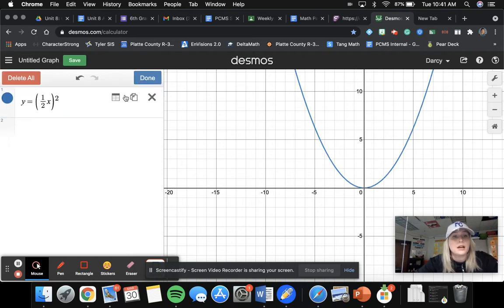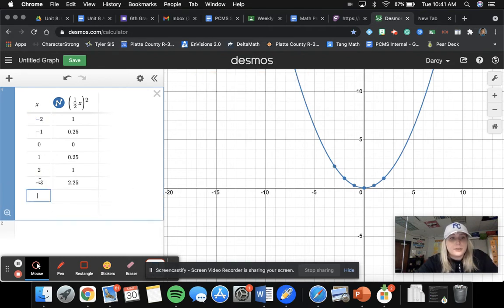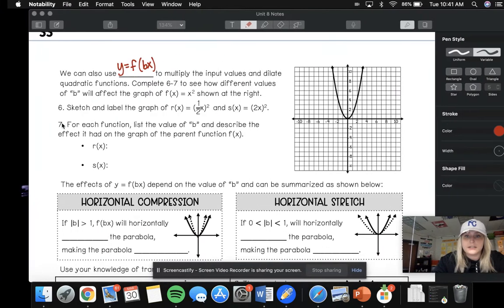Now I'm going to go to my table because I want to look at the points that I have. I kind of want to do a little bit more, so I'm going to try -3, that's the decimal, then -4, 4. I'll try -5 and -6. So I'm going to use -6, 9. I'm going to use -4, 4 and -2, 1. So -6, 9.